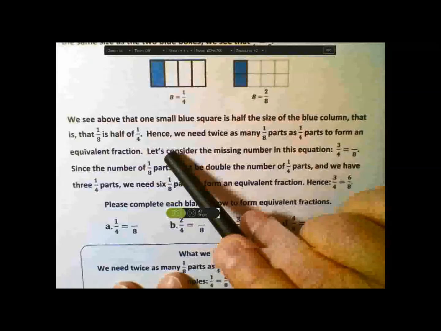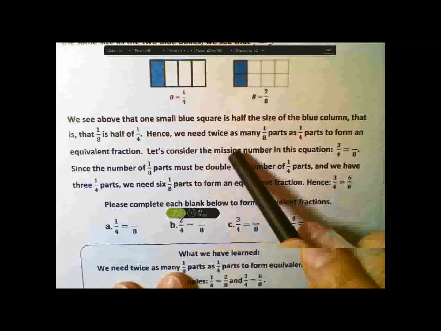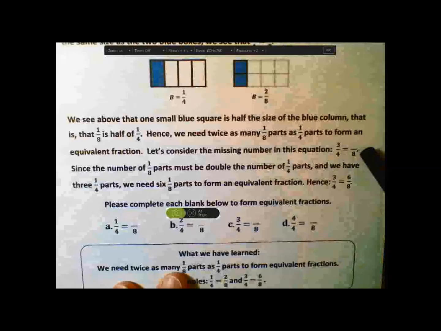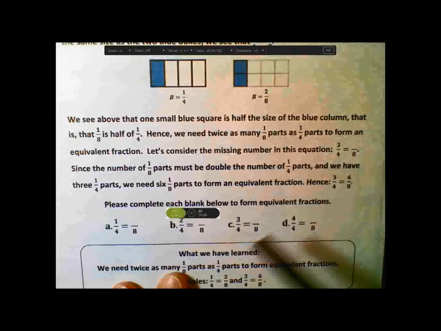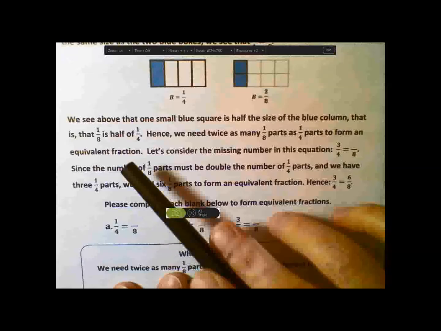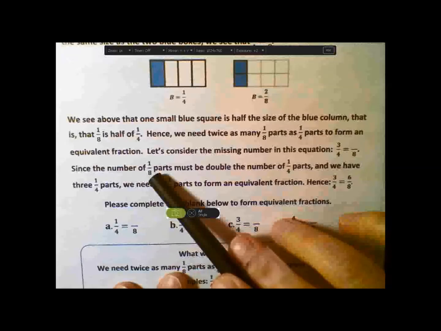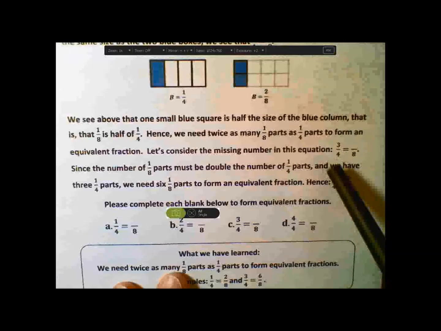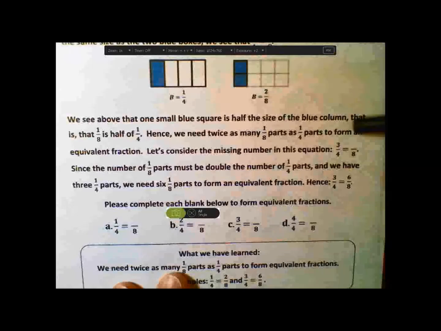Let's consider the missing number in this equation. 3/4 equals something over 8. Okay, so this is a new problem. 3/4 are how many 8s? Continue reading. Since the number of 1/8 parts must be double the number of 1/4 parts, and we have 3 1/4 parts, we need 6 1/8 parts.